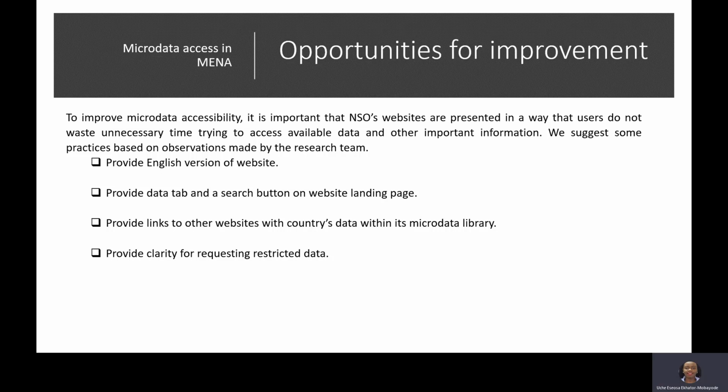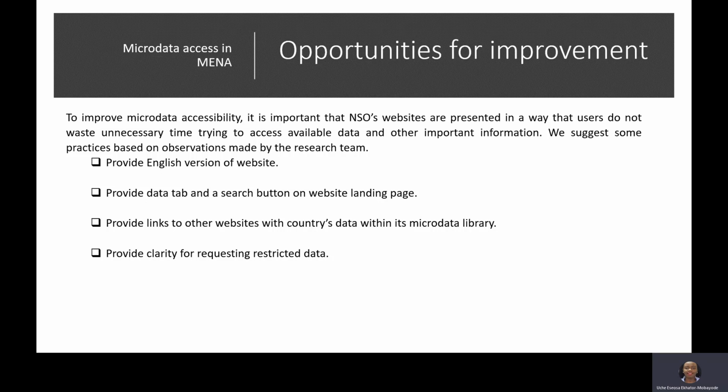For example, in cases where the website of an NSO is not in English, it would be good practice to provide an English version of the website, and more importantly, an adequate English version of the website. For example, the Persian version of the Iranian Central Statistical Office is not adequately translated in English. There are some data sets that are in the Persian version that is not available on the English version.